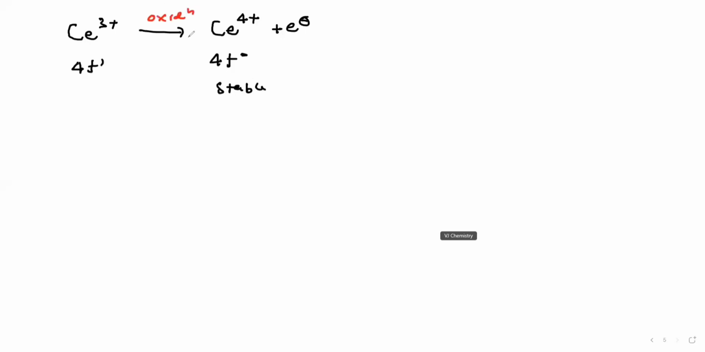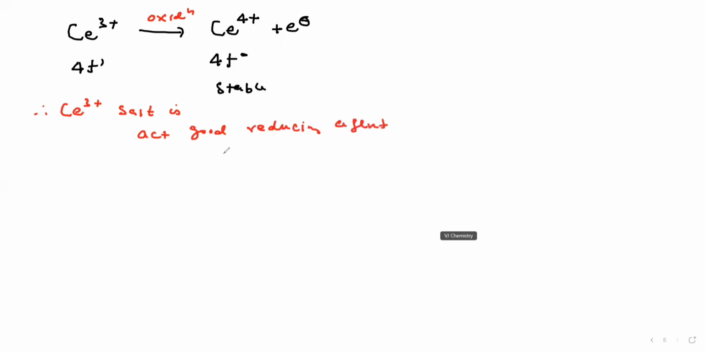I go to this slide, very important. Now, cerium 3 plus configuration is 4f1. This converts to cerium 4 plus plus an electron. This is 4f0, the stable form, right? Therefore, when cerium 3 plus undergoes oxidation, the cerium 3 plus salt acts as a good reducing agent.